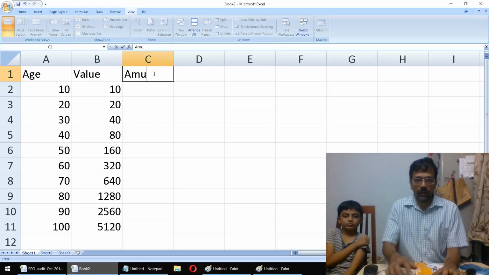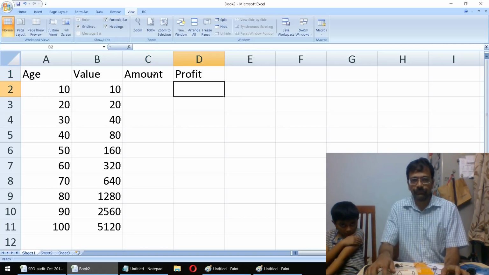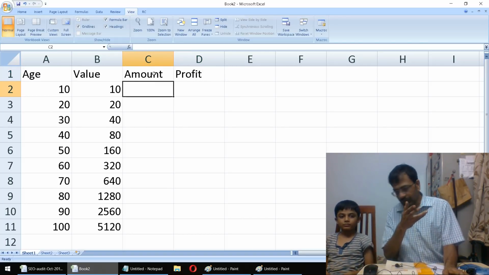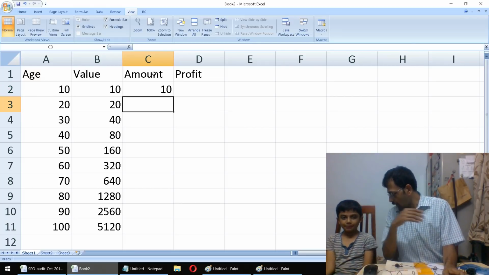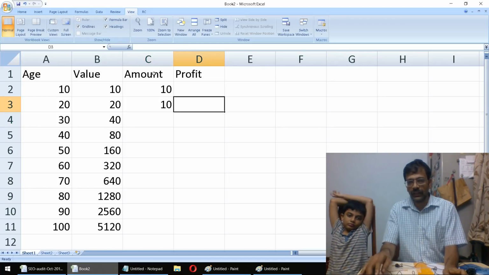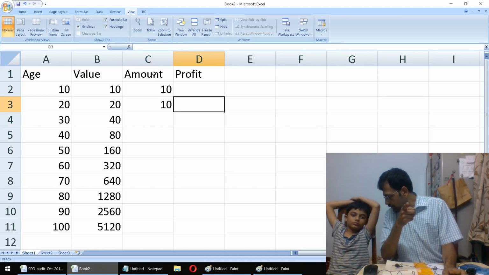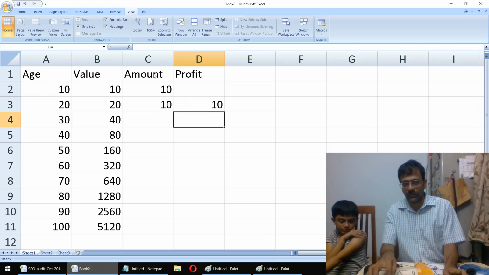So I'm going to divide this value into the amount that you put in and the profit that you got. So what is the amount that you put in? 10. So that amount remains the same, right? We are not going to change that amount. So even at the age of 20, it's still 10. What is the profit that you got on this amount of 10? 10, right? So that doubled. So the profit that you got is 10.